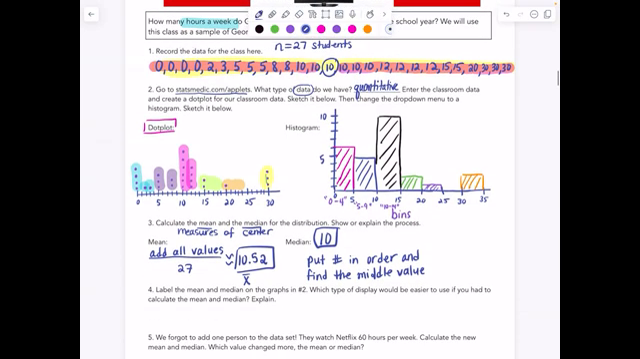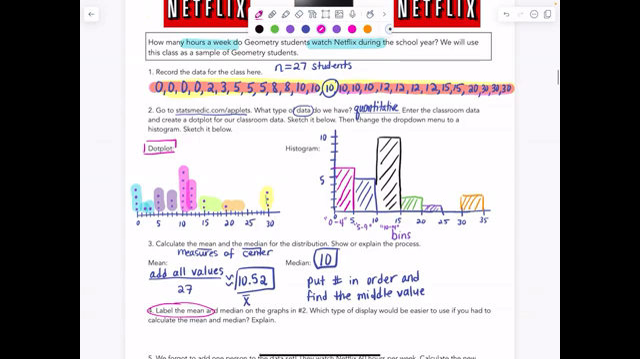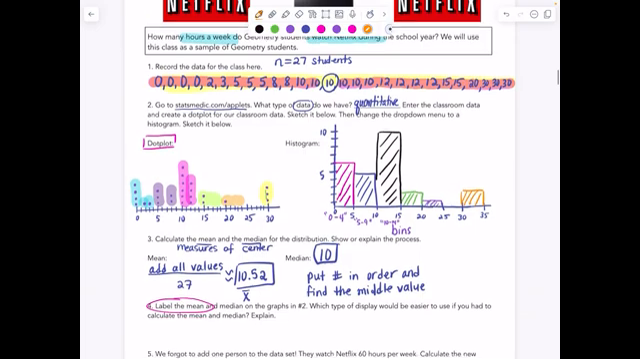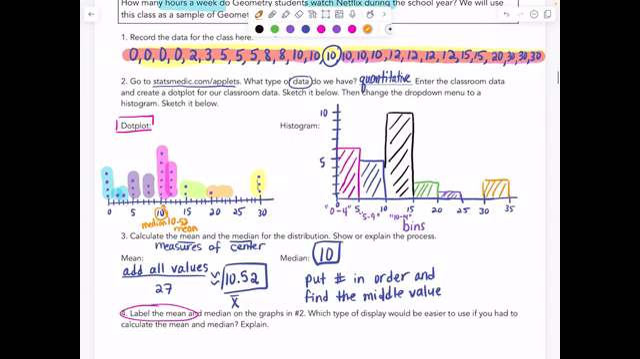So this next one says label the mean and the median on the graphs in number 2. So on the dot plot, I'm going to take orange. My mean would be 10.52. So I'm going to say 10.52 is maybe right about here. 10.52, that is the mean. And then the median is 10. You may have to select what bin or what set of dots the mean and the median are in.